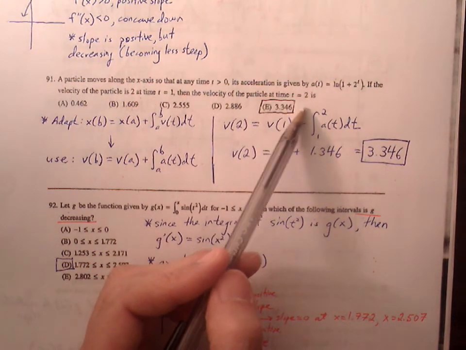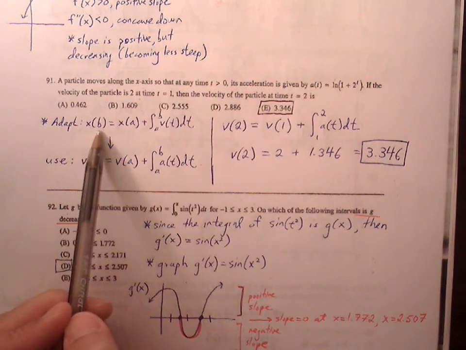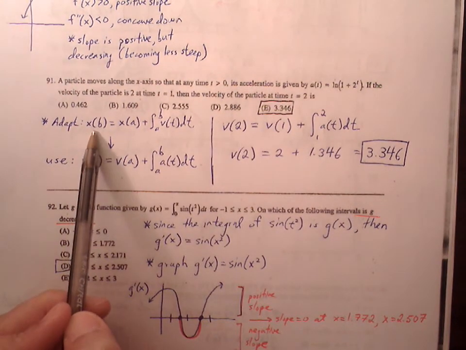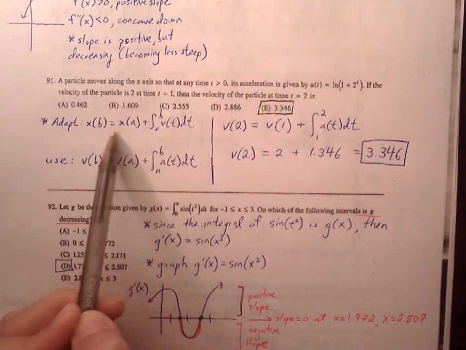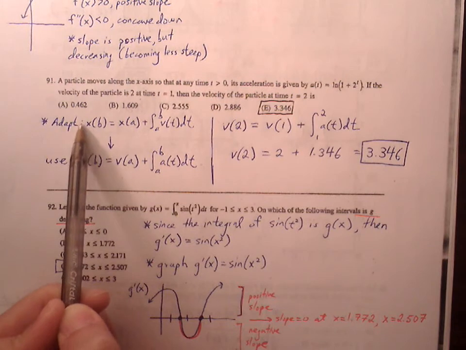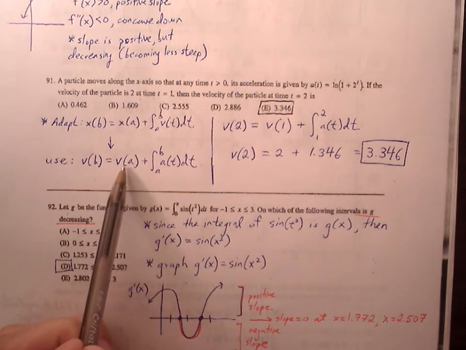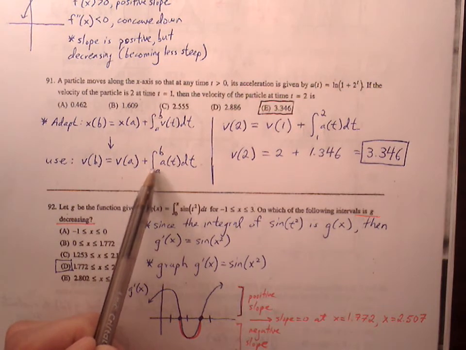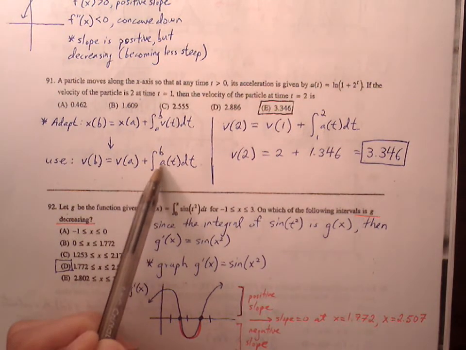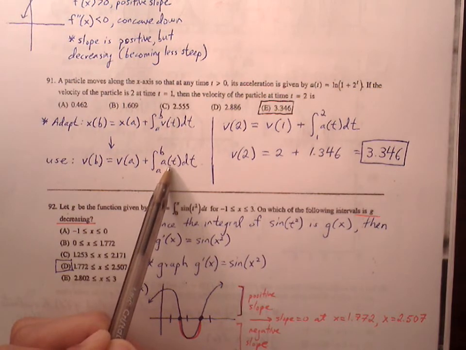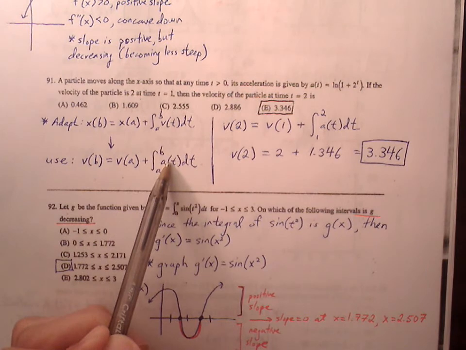at time t equals 2 is... we have this formula that we've been using: final position equals initial position plus displacement. Now we can also adapt this for one derivative down. So we can say the final velocity is equal to the initial velocity plus the displacement of velocity, or the definite integral of acceleration. We're just basically moving all these notations one derivative down.